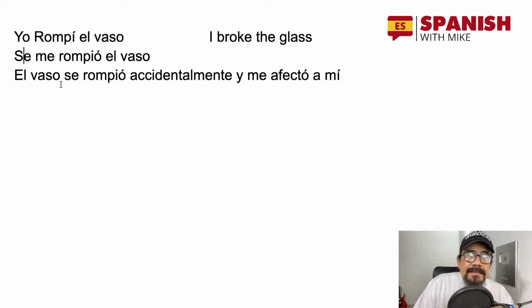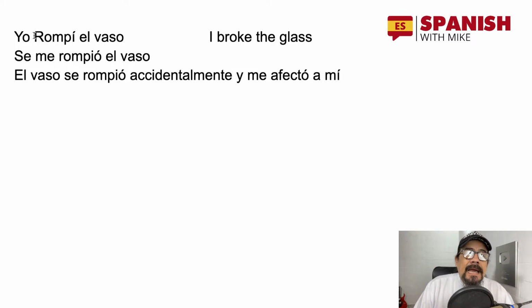That means that "el vaso se rompió accidentalmente y me afectó a mí o afectó a alguien." That means that the glass, I might have broken the glass, but not intentionally. It was unintentional. That's something that happened unintentionally. I'm not to blame. It was not my fault, or I didn't mean to do that.